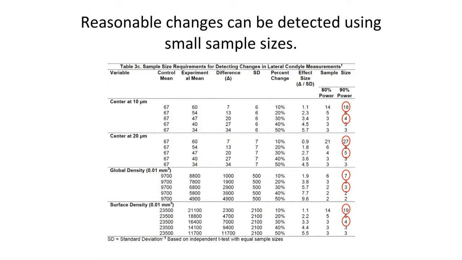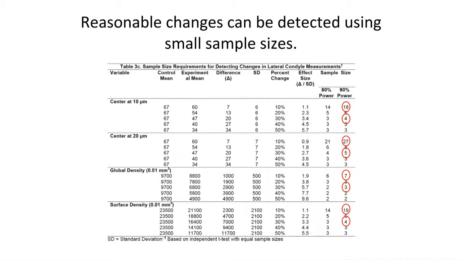And here is, I think, the lateral condyle. For example, the global density, the total number of chondrocytes per 100th of a cubic millimeter, averages about 9,700, or 2,000 total in a mouse. You get pretty good standard deviations. The key point here is if you want to see a 30% difference in any of these values, you need relatively few animals. Four animals, or three animals, is sufficient to see a 30% change.